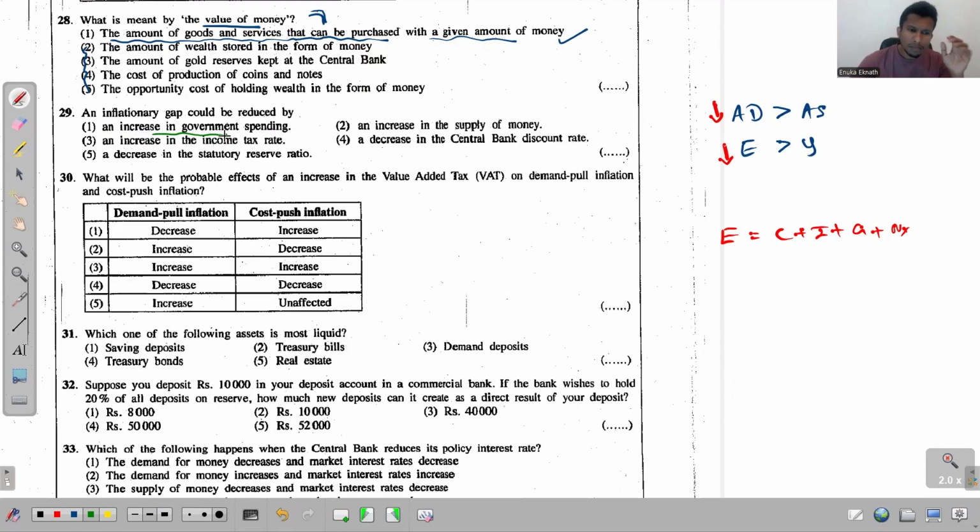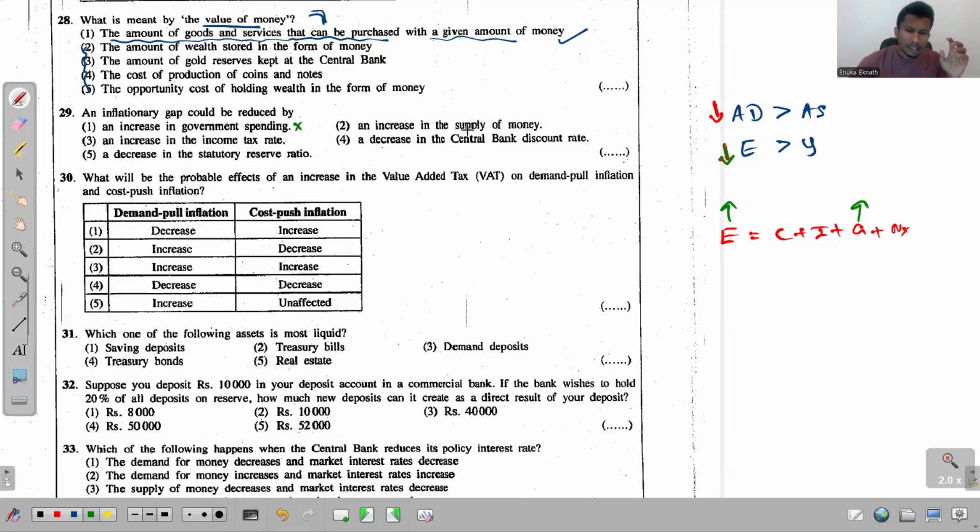And if government spending is increased, it will increase the aggregate expenditure as well. But what we need is for aggregate expenditure to decrease. Since that is not happening, this is not the answer.